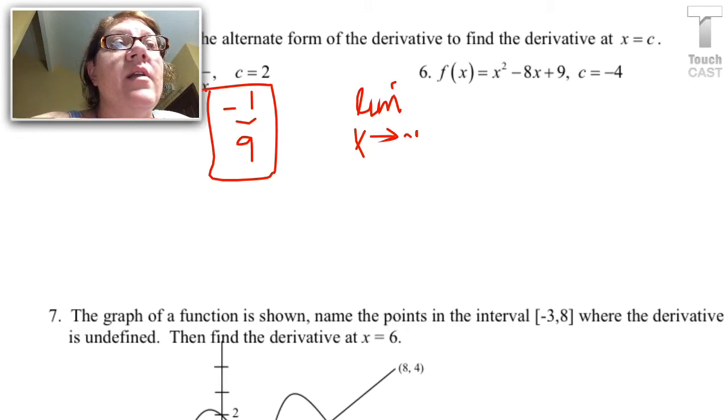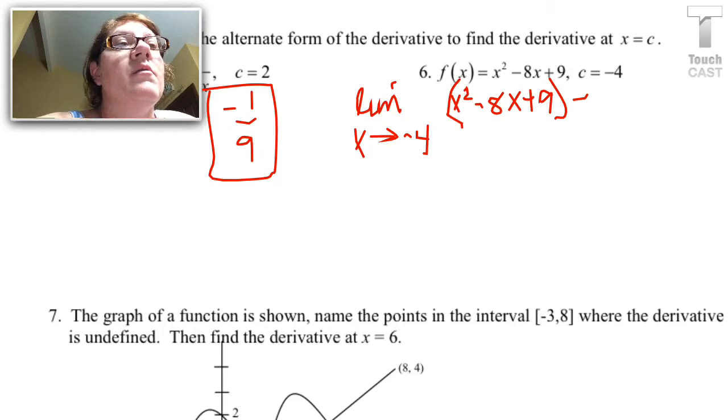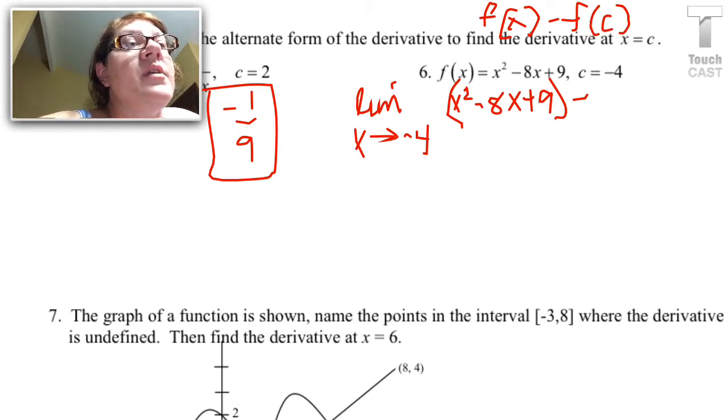In this case, that's -4. And then my f of x, of course, is given to me. So here's f of x minus, remember, it's f of x minus f of c on top. So f of c would be, let's see, 16 plus 32 is 48 plus 9 is 57, I hope, over x minus c, but that's going to be a plus 4.